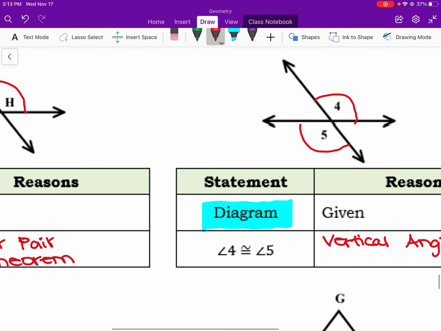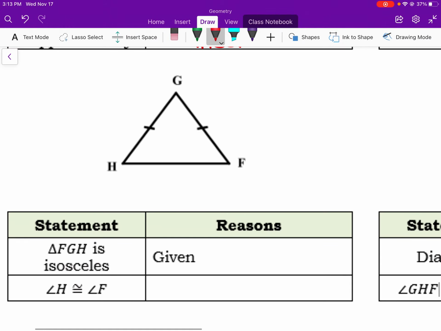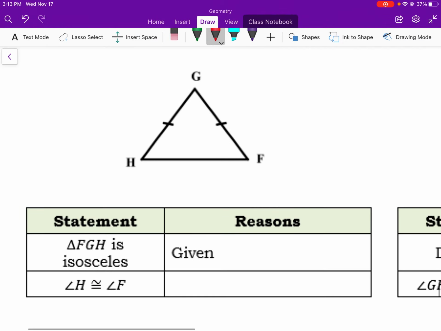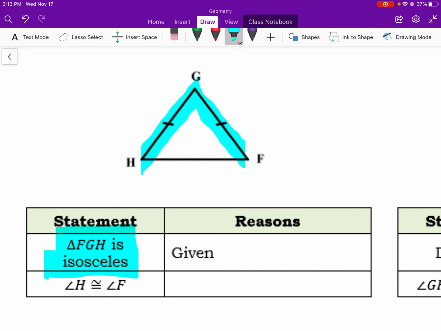Cool. All right. Next one, now we're moving into some triangles. So we are told that triangle FGH is isosceles. And remember, based on our definitions of triangles, it's isosceles if we have two congruent sides, and those are called the legs. And we're trying to prove that angle H is congruent to angle F.